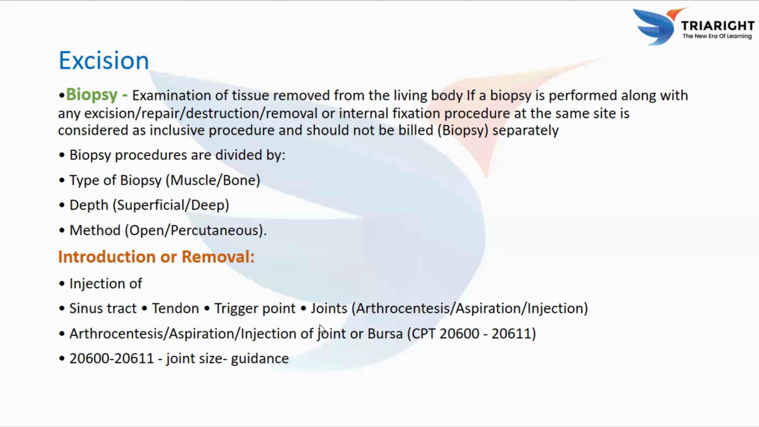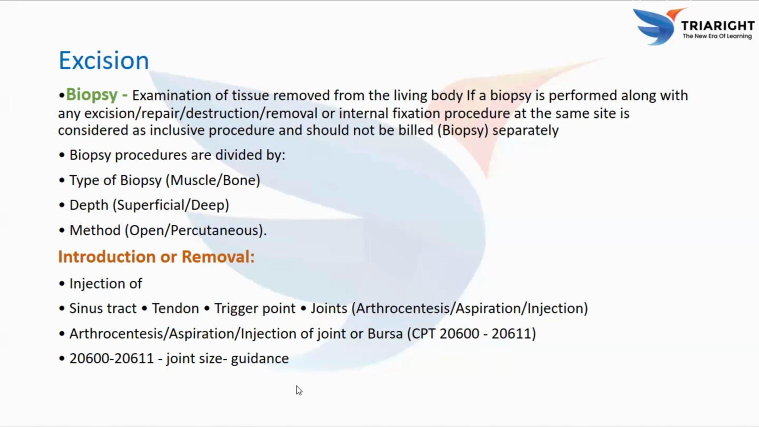Next is joint procedures: arthrocentesis, aspiration, and injection. Arthrocentesis is an insertion of a needle into a joint, which is used to remove the fluid, followed by aspiration, and by injection of medication like steroids and anesthetics. And CPT codes 20,600 to 20,611. These codes are used for aspiration and/or injection of a joint or a bursa.